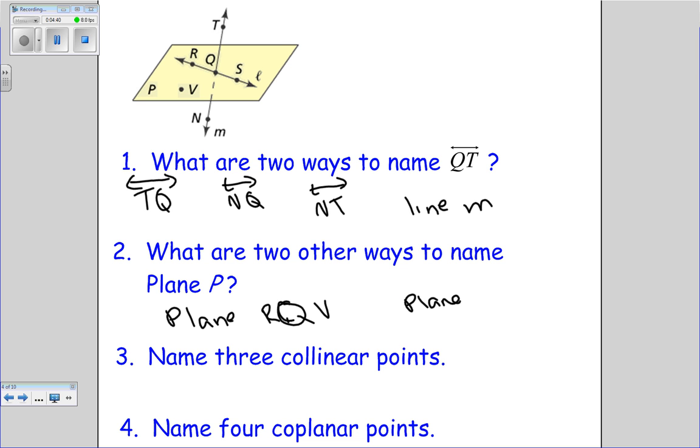How about plane SQV? 3 points, not on a line. Works good. New vocab word here.